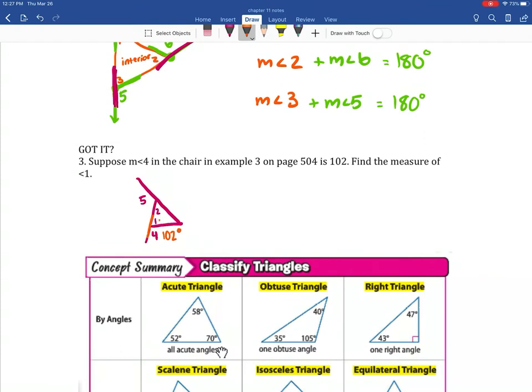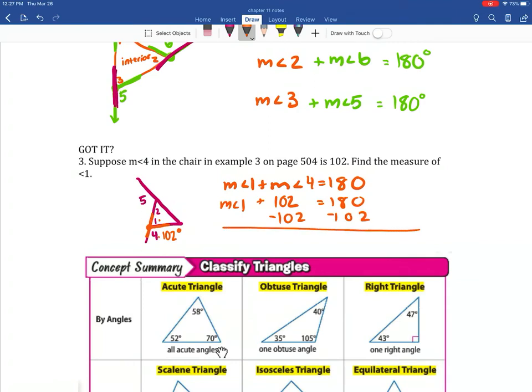Well, if I look, angle 1 and angle 4 are adjacent. They share that side and that vertex. They also make up a straight line. One is interior, one is exterior. So I just learned that adding those two together, I get 180 degrees. They're supplementary. So I'll plug in 102 so that I can subtract it from both sides to solve for the measure of angle 1.